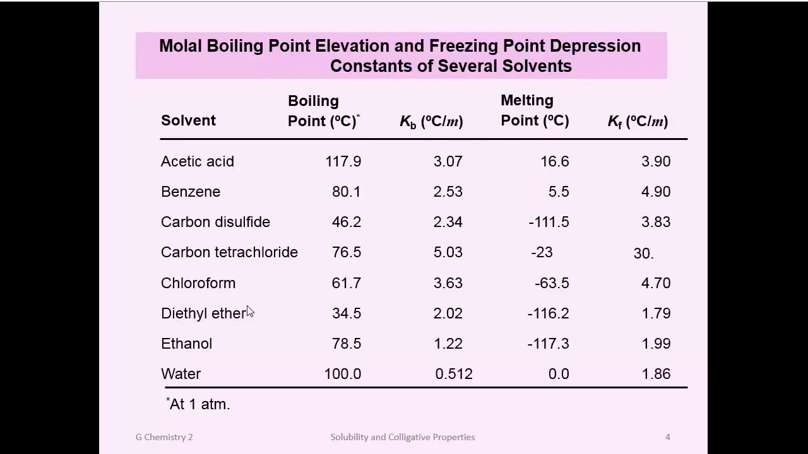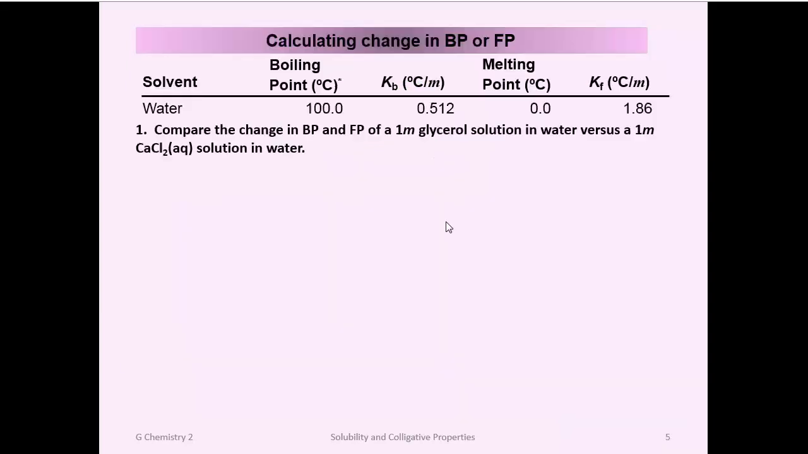Here's a chart that shows the constants for different solvents. And once again, when you pick a constant, it's related to the solvent, not what you're dissolving. So in all those examples I gave you, the calcium chloride, the iron 3 hydroxide, the sodium chloride, the glycerol, all of those were dissolved in water. So you would actually pick constants for water. So let's do some calculations here. Compare the change in boiling point and freezing point of a 1 molal glycerol solution in water versus a 1 molal calcium chloride solution in water.